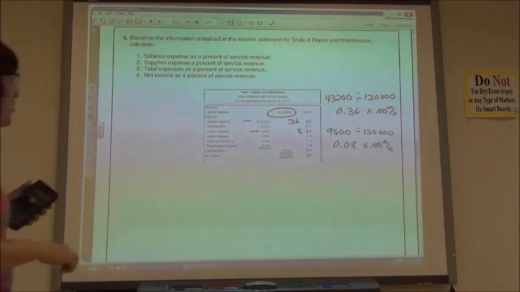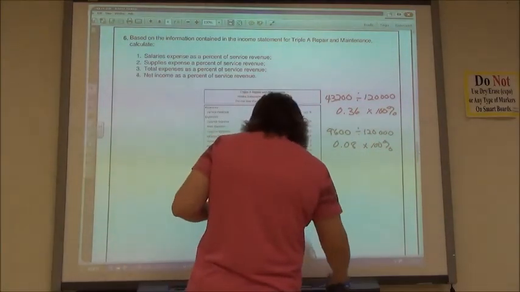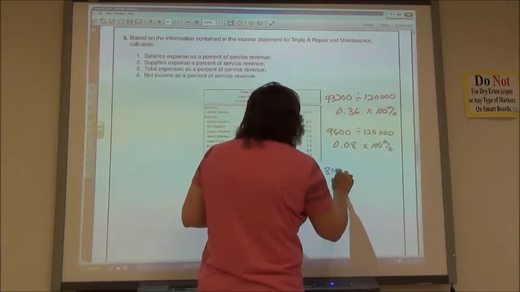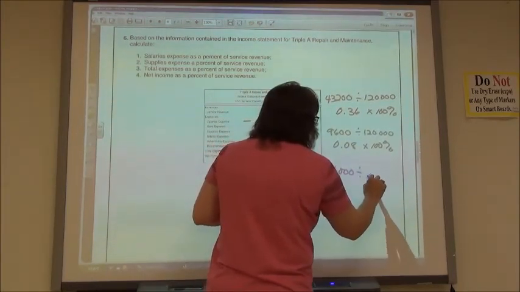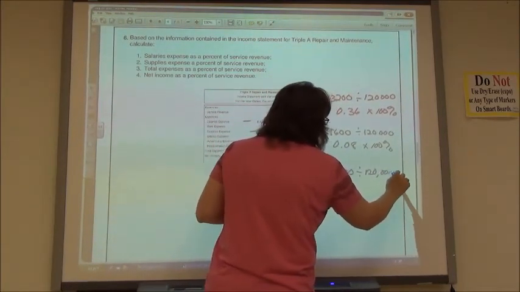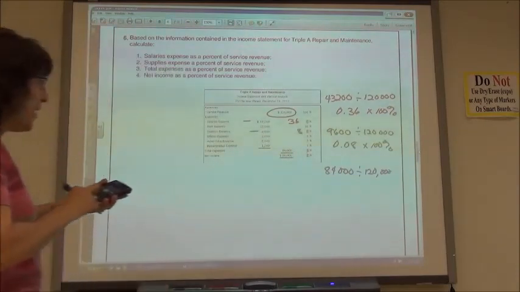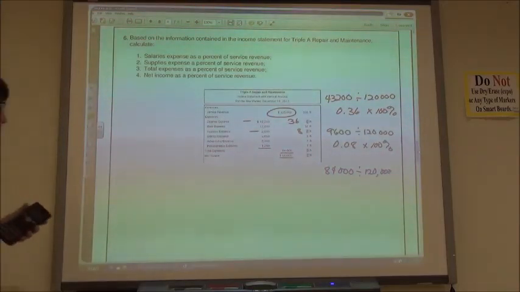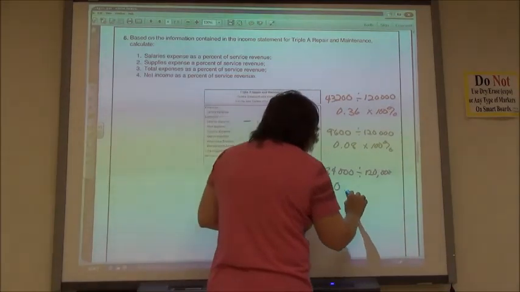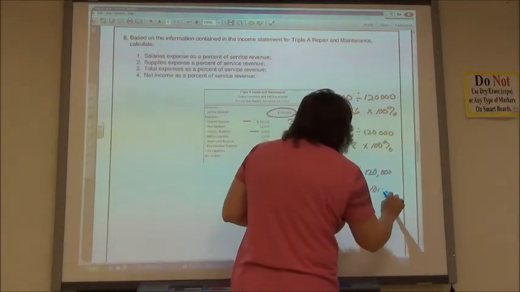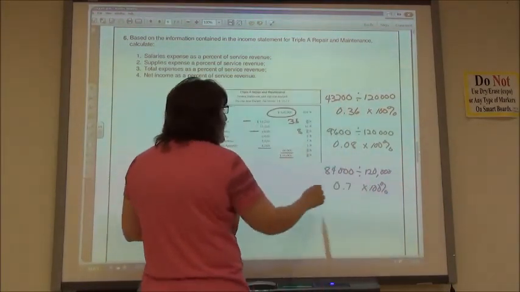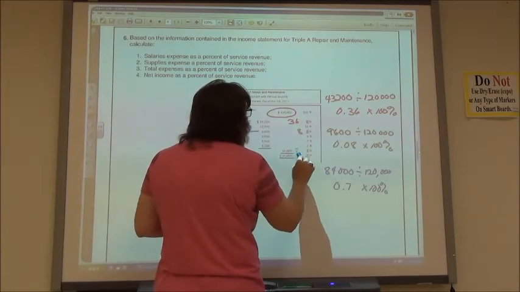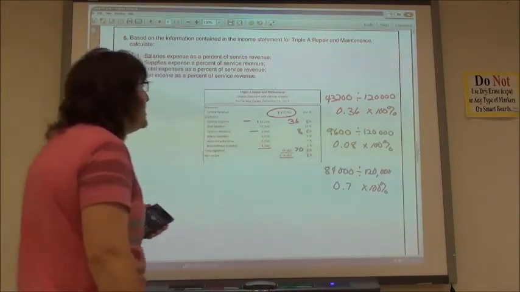Then we're going to do the total expenses. The total expenses said we have 84,000 divided by our 120,000, or service revenue. So 84,000 divided by 120,000 gives me 0.7. And again, we've got to change that to a percent, which moves it 2 places. So 0.7 is 70%.